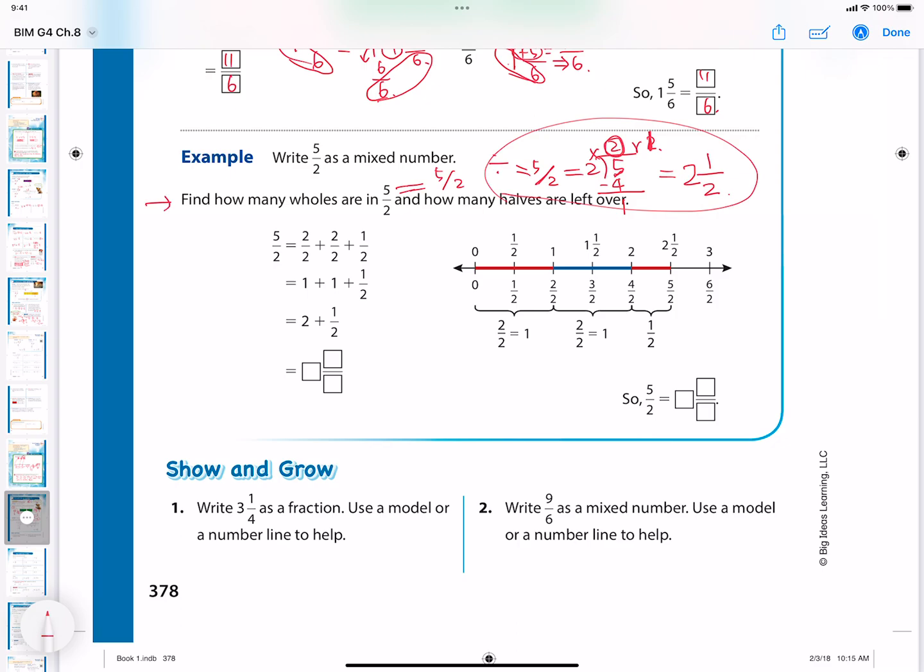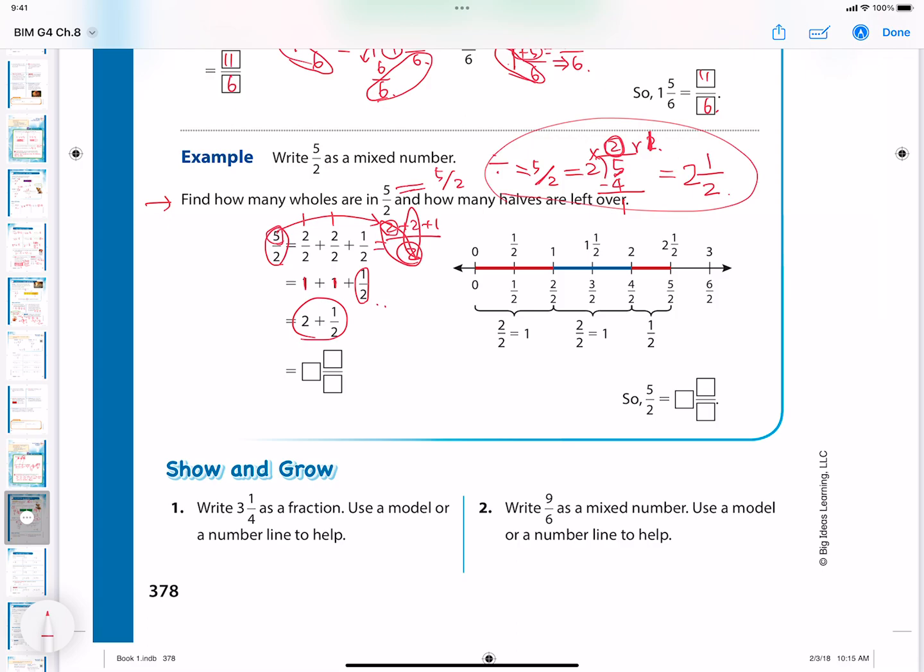But let's go ahead and see how our textbook is going to be teaching us. Find how many wholes are in 5 over 2 and how many halves are left over. Now they can convert that. 5 over 2 is equal to 2 over 2, which means 1 whole, and 2 over 2, which is another 1 whole, plus 1 over 2. Everything is like 2, and then 2 plus 1, that is from 5. But why do they use these 2s? Because our denominator is 2. We are going to count how many 2s can fit into 5. And we have 2 whole numbers, and then 1/2. That means 2 plus 1/2.